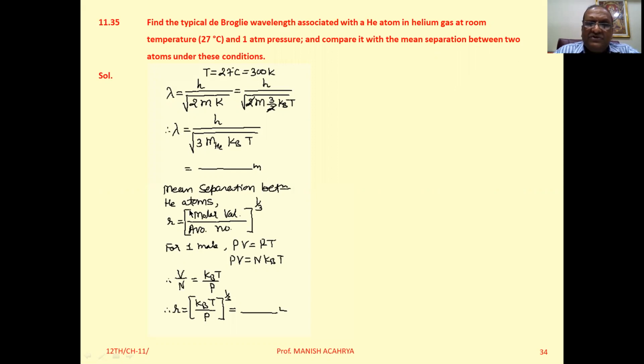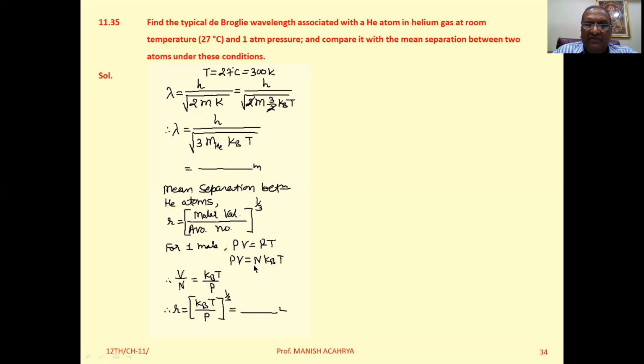Now the mean separation between He atoms is the molecular volume upon Avogadro number, raised to 1/3. So for 1 mole, in standard 11th we discussed this equation, PV equal to RT.